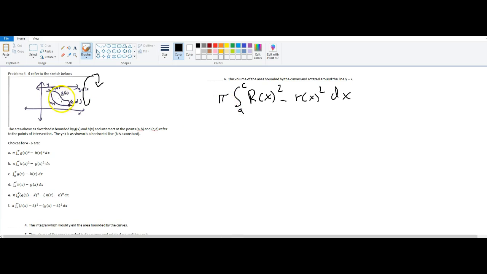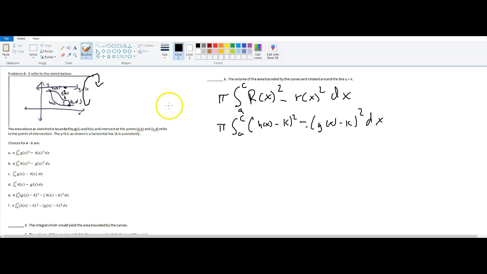Now, I have to define what my big radius is. My big radius is from here all the way down here. Now, we learned a quick trick for that. We don't actually figure this out from scratch. We could if we wanted to, and that is my values of h, so h of x minus the line I'm going around, which is k, squared, minus, and then the little radius is going to be my inside radius here, right? Because it's going to be the smaller of the two when you go around this line right here. It's closer to it, so it makes a smaller volume. Minus g of x minus k, squared, dx.